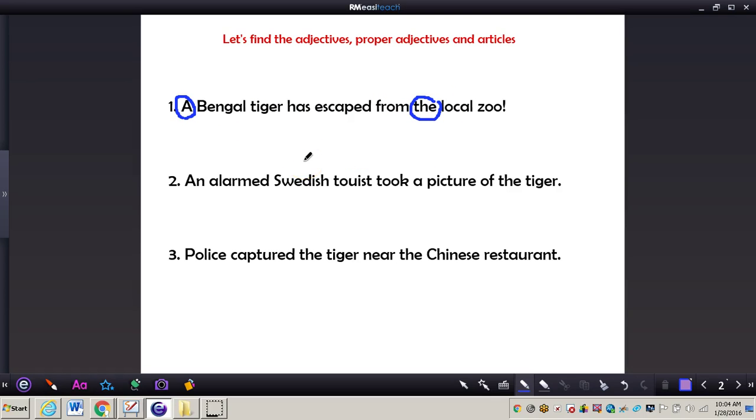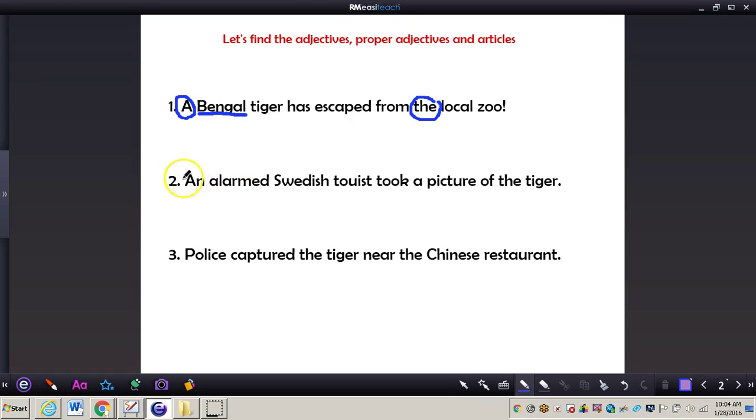Now, some adjectives that we can see here. We do not have any just regular adjectives, but we do have a proper adjective, which is Bengal, modifying tiger, telling more about the type of tiger it is. So Bengal would be a proper adjective. Now the next one, an alarmed Swedish tourist took a picture of the tiger.